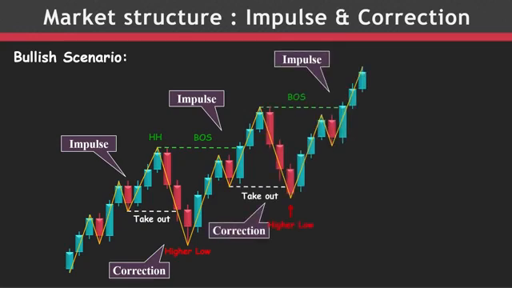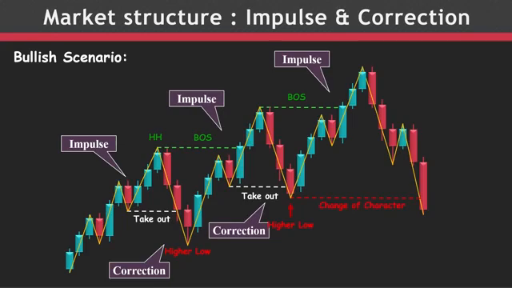Now, the end of corrections or the start of the impulses are critical levels in terms of market structure. As long as we stay above these levels, we identify this market as bullish. If the price manages to break and close below these levels, we're no longer in an uptrend, and it signals a possible reversal. That's why we call it a change of character.